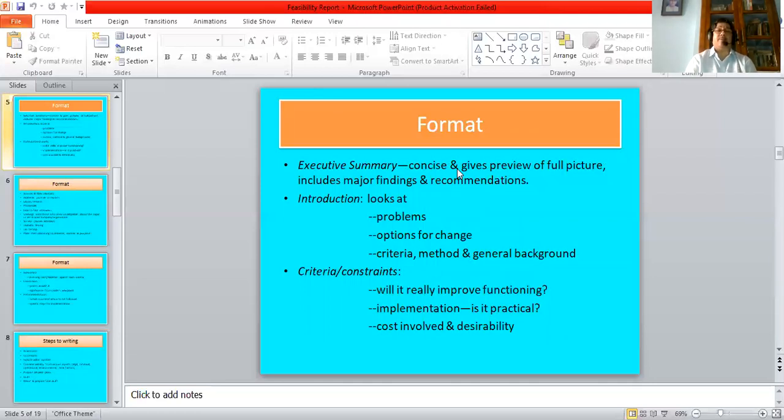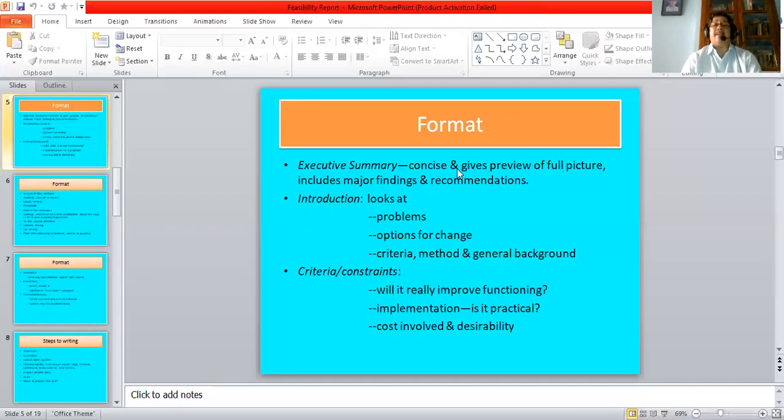Then we have, of course, the mapping of the criteria or constraints. Now, there are various questions which the writer of this report will really strive to answer. These are: will this project really improve the functioning in the future? What about the implementation part? Is it practical? Is it feasible? What about the cost involved? Will that be too burdensome, or will it be properly met from the funds and other resources?